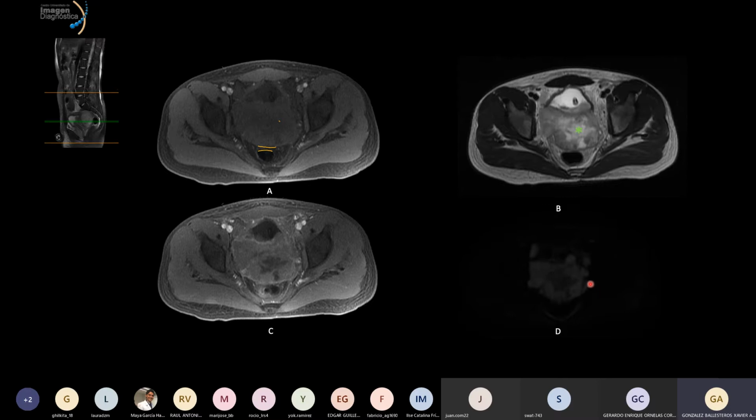We can also see that it's hyperintense in the diffusion-weighted imaging. This hyperintensity can be due to two causes. One, in the center, which corresponds to the necrosis zone, can be a T2 shine-through, and the peripheral hyperintensity corresponds to areas of the solid part of the tumor, which are highly cellular.